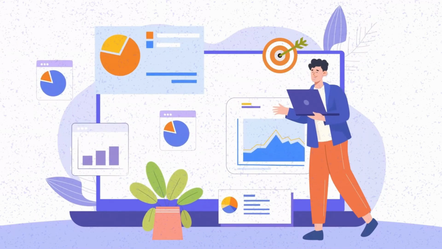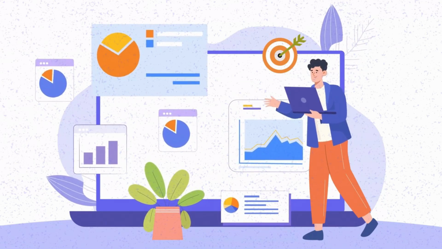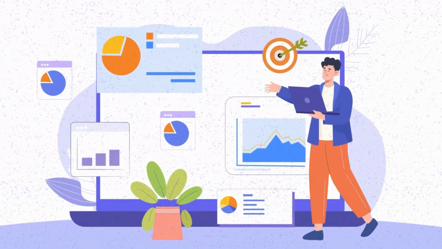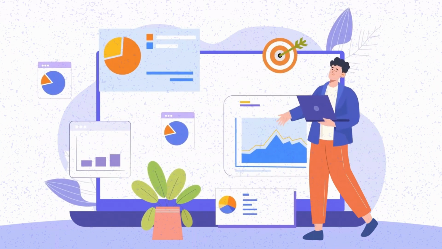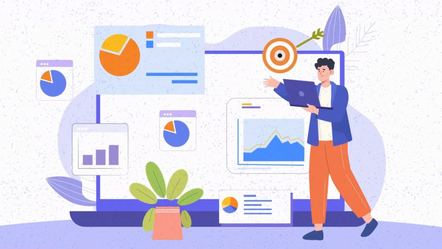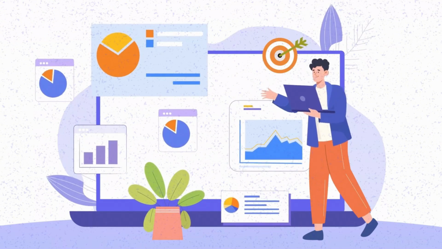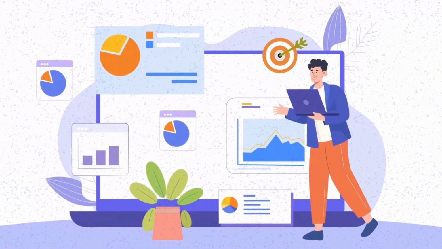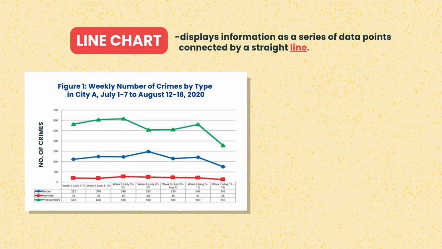First is a data requirement, or the type of data for each chart. And the other one is the emphasis of our data. There will also be some guidelines to consider when constructing these charts. First type of chart is a line chart. A line chart displays information as a series of data points connected by a straight line.